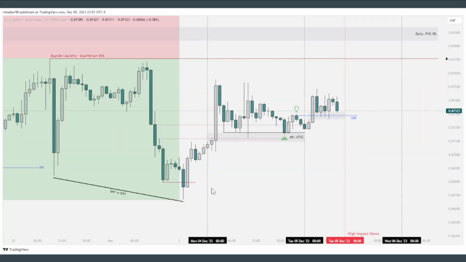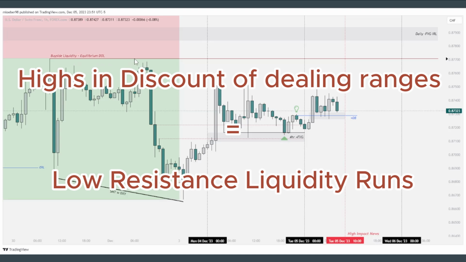So dropping down to an hourly chart on US dollar Swiss franc, we have Monday's price action, and past 6 p.m. Eastern Standard Time is when the new candle forms for Tuesday. And that is when I enter my trade during Asia's session for my first entry for longs towards our daily bearish fair value gap internal range liquidity draw. But there's relative equal highs here, failure swings that are in discount of that daily dealing range. So these highs should be referenced as a low resistance liquidity run draw.